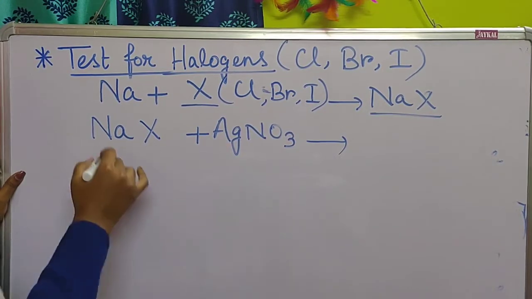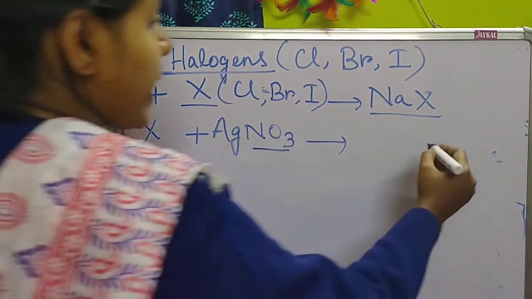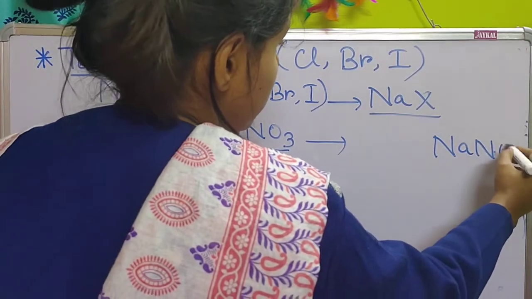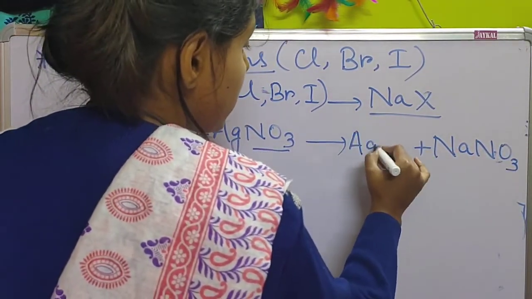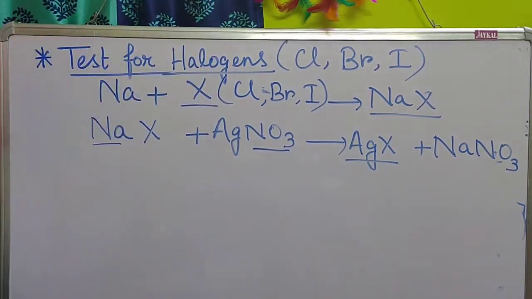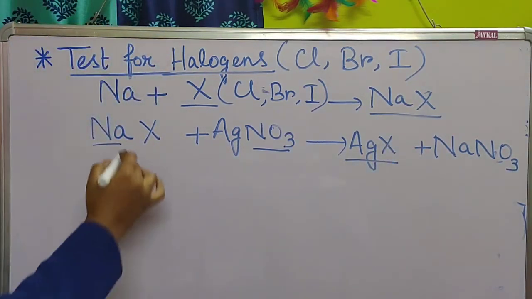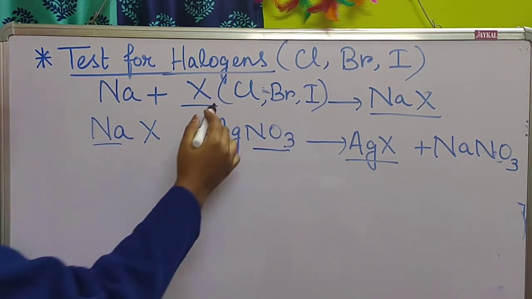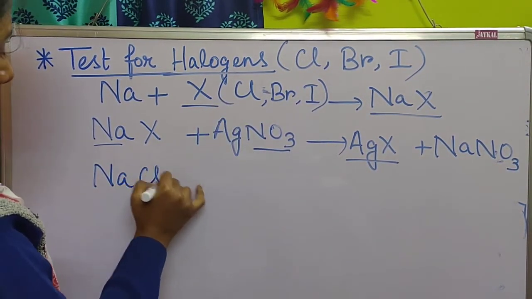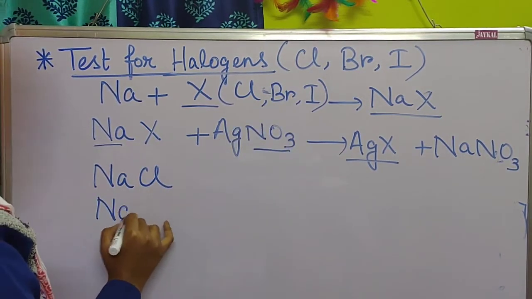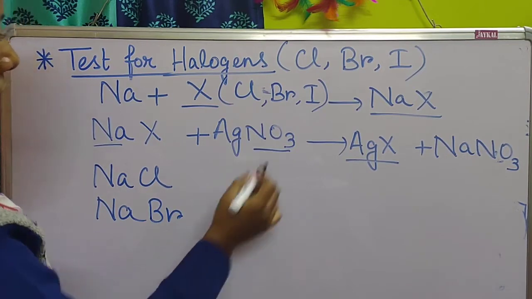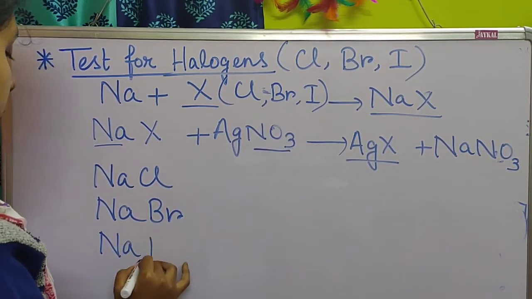Double displacement type reaction. Sodium will react with NO3 making sodium nitrate, and a salt of silver halide will be precipitated out. So silver halide. Now, whenever there is chlorine, it will be sodium chloride. Whenever it is bromine, it will be sodium bromide, and whenever it is iodine, it will be sodium iodide.